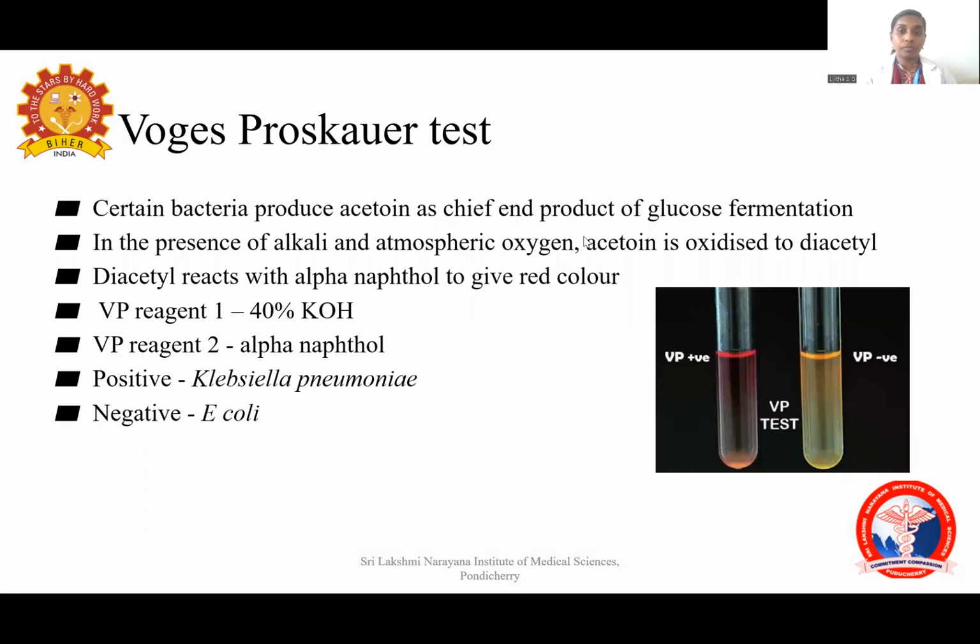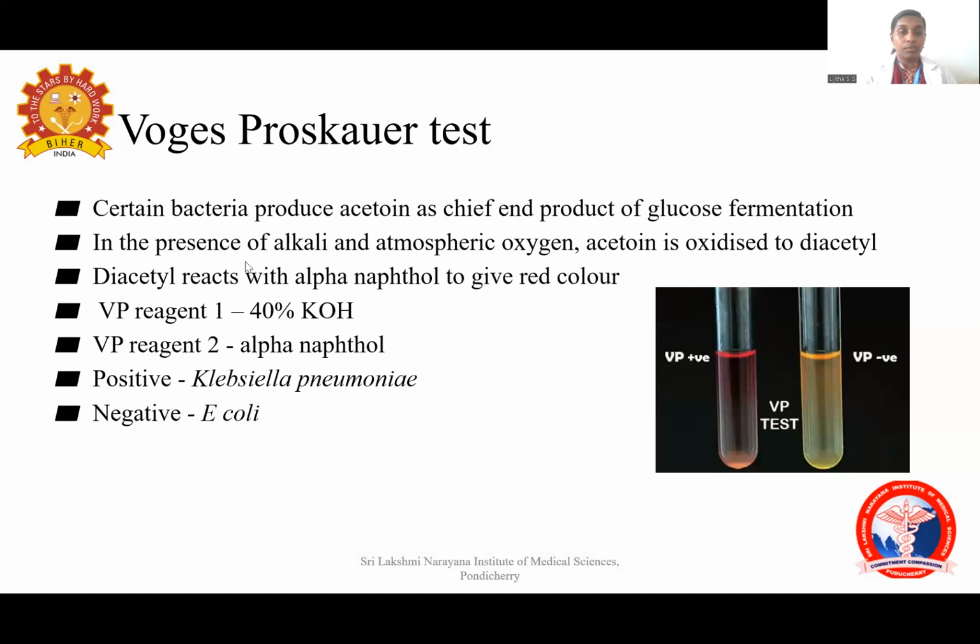The Voges-Proskauer test is also done in glucose phosphate broth. We inoculate the organism in the glucose phosphate broth, and we incubate it for 48 hours. At the end of 48 hours, we add VP reagent 1 and VP reagent 2. VP is Voges-Proskauer. Reagent 1 is 40% KOH. Reagent 2 is alpha naphthol.